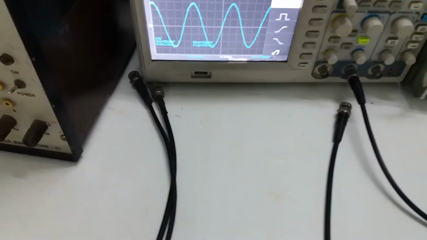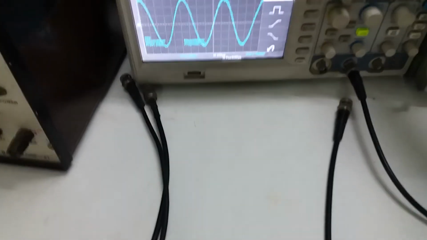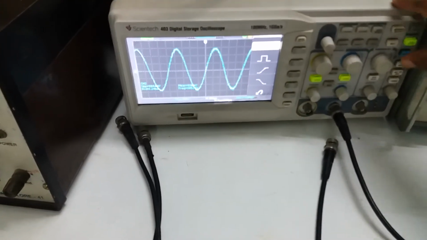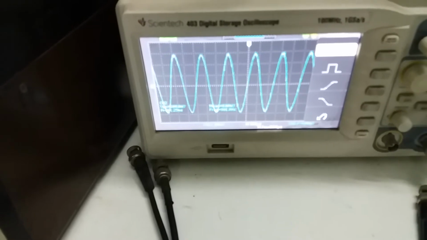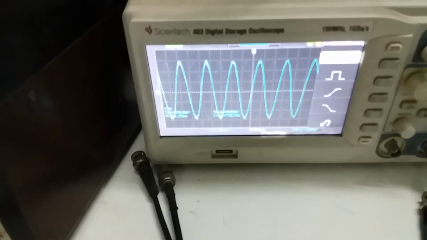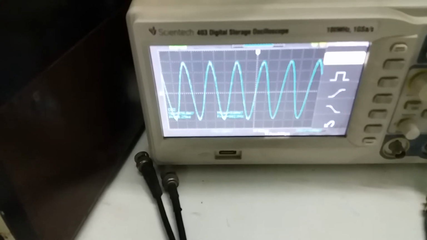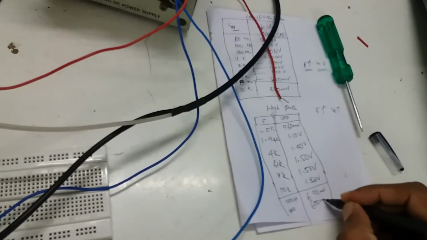Okay, 800 hertz. What about that one here? Okay, 600. So once again I am going to press the auto, then you are going to see a clear waveform. Yes, what is that one? 600 millivoltage. It is a variation 596 to 600. Okay, 600 millivolt.